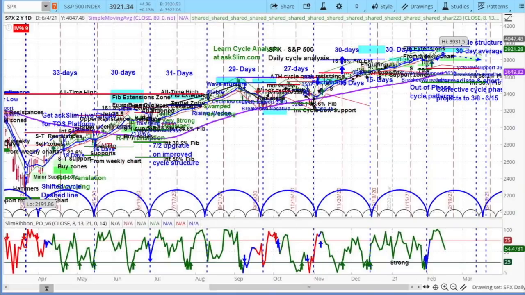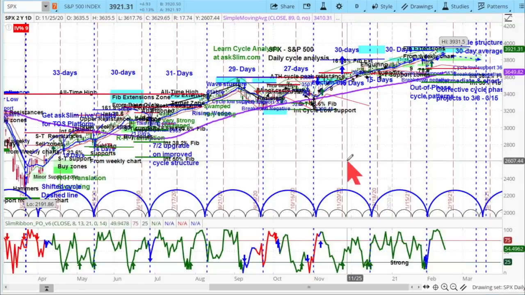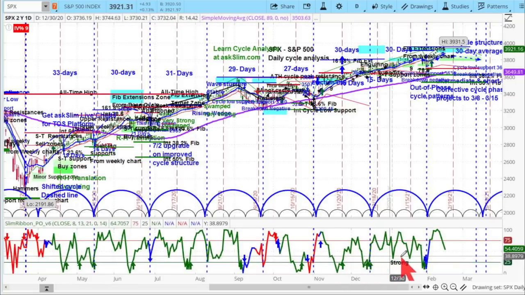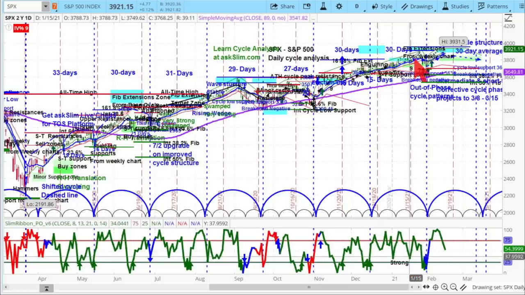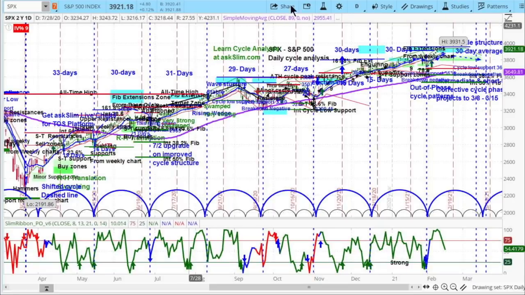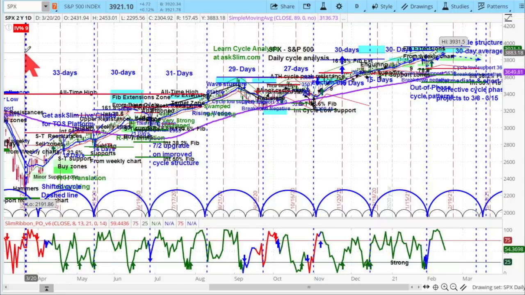Now, usually I show you the weekly pattern in here, but what I want you to see are the cyclical patterns in here. I know this is a very busy chart. This also happens to have our slim ribbon on there and our slim ribbon PO, which is one of the most amazing signal indicators for momentum you will ever see. Now, I want you to note in here the annotations and the blue lines.